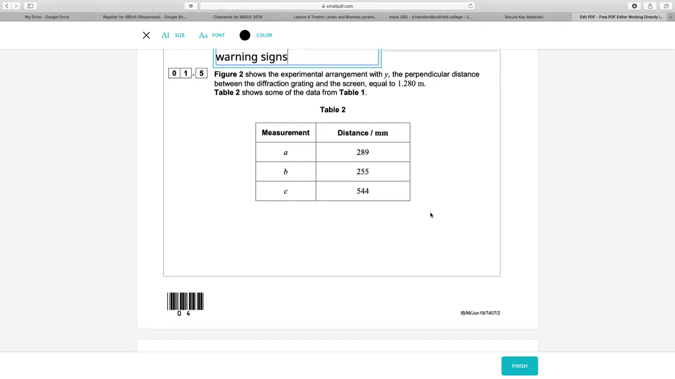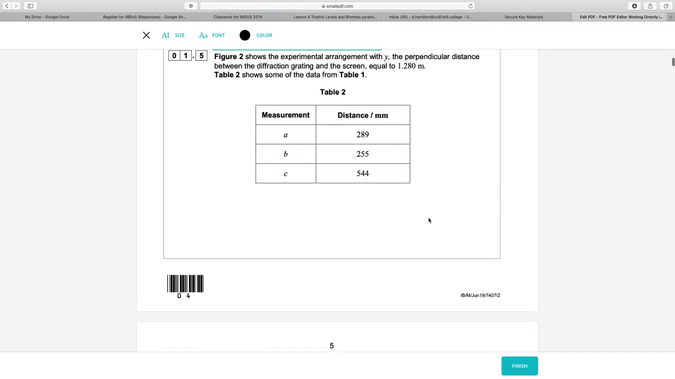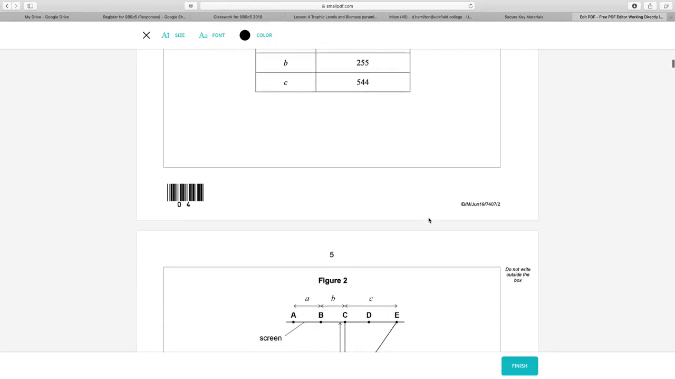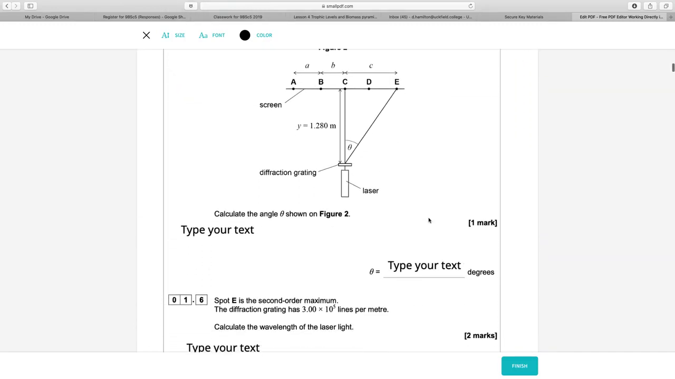1.5, experimental arrangement with Y, the perpendicular distance between the diffraction grating and the screen, and some data for A, B, and C. Here we go. Calculate theta. Well, I would use tan of theta, being the distance C over 1.280, and get theta that way, giving me a value of 23 degrees.